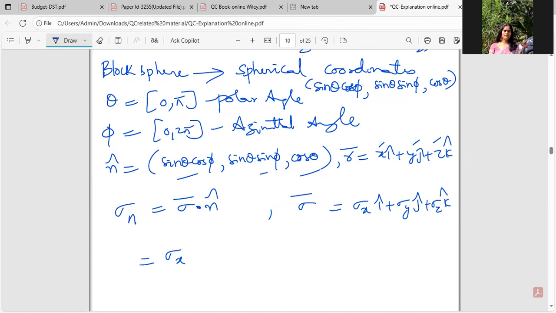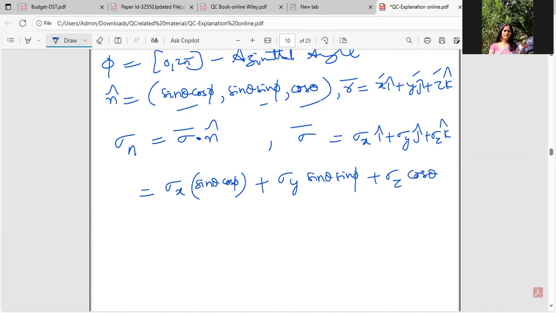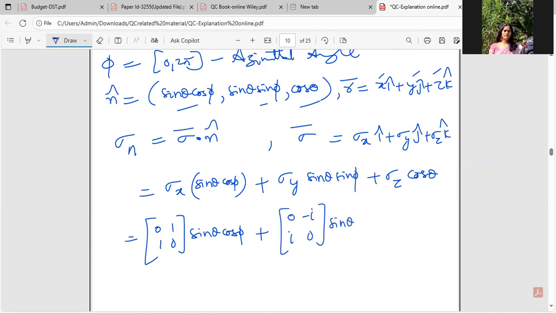Now, sigma x into sine theta cos phi. i dot i is 1. i dot j is 0. j dot k is also 0. So, plus sigma y sine theta sine phi plus sigma z cos theta. I know what sigma x, sigma y, and sigma z are, which I have discussed in the starting of the video. So [0, 1; 1, 0] sine theta cos phi plus [0, -i; i, 0] sine theta sine phi plus [1, 0; 0, -1] cos theta.